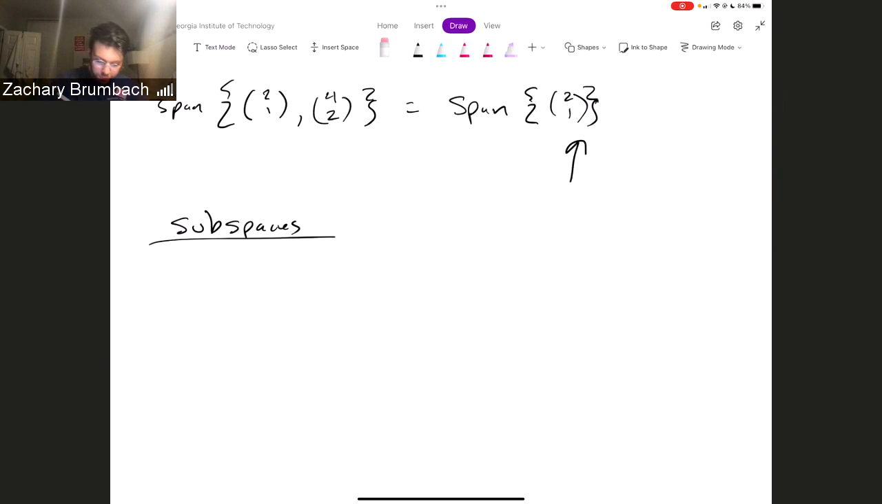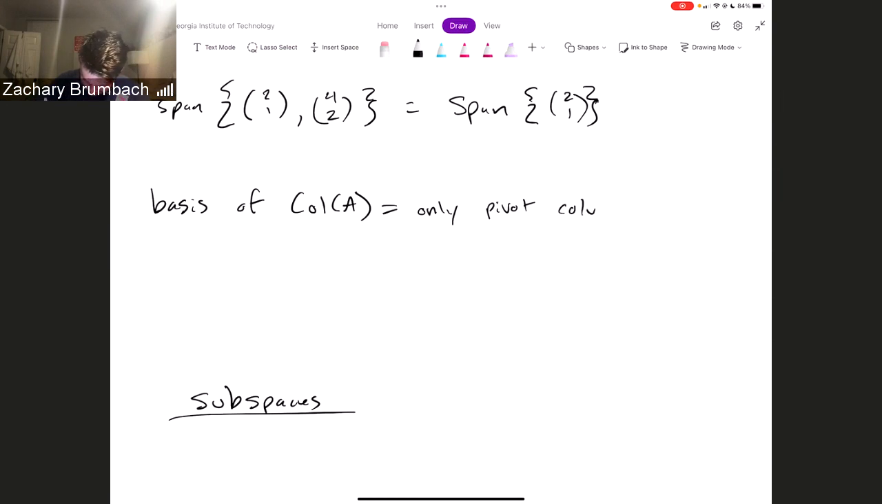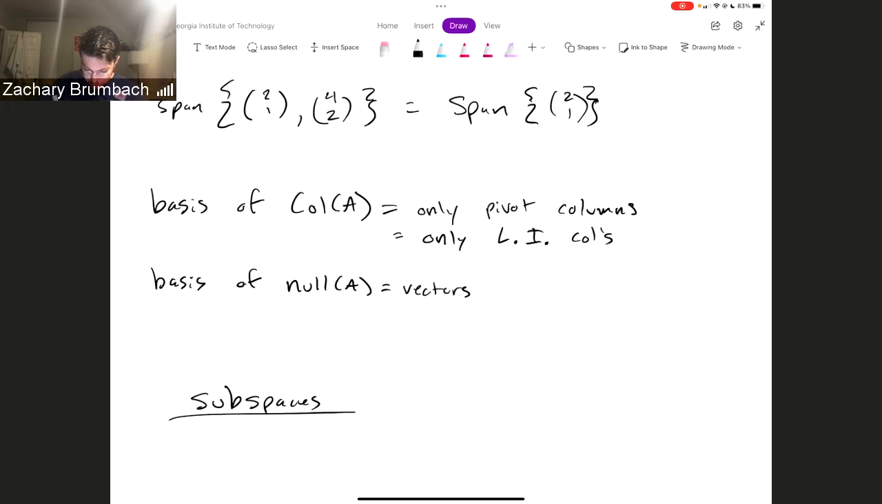Yeah, so the basis of column of A, I'll just write this down just so I have that written with the other parts of the notes. Basis of col A: only your pivot columns, or linearly independent columns. Okay. Basis of null A equals just your vectors from parametric vector form. Okay.